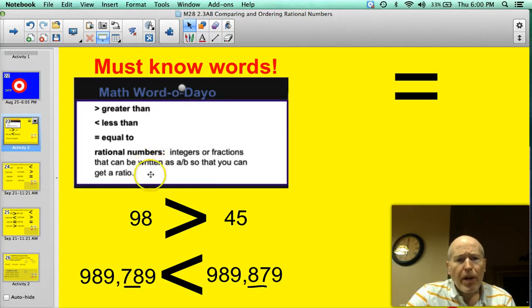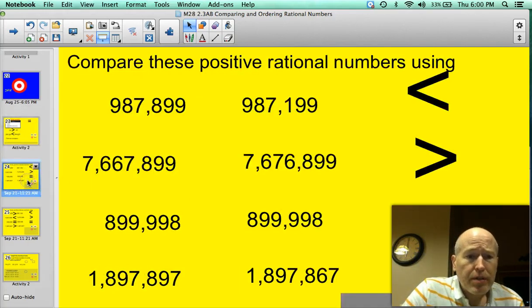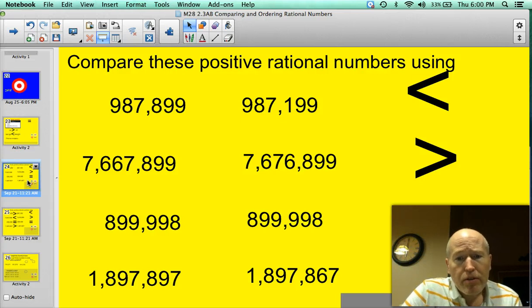We also need to know rational numbers. These are integers or fractions that can be written as a over b, so that you get a ratio. All right, let's do this thing. First, we'll compare some positive rational numbers. Go ahead, try comparing these, pause the video, and I'll be back in a second.